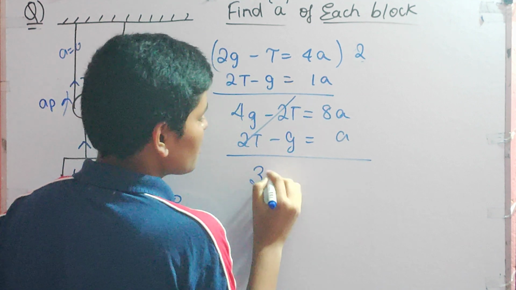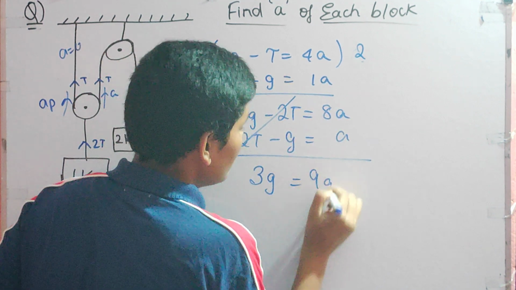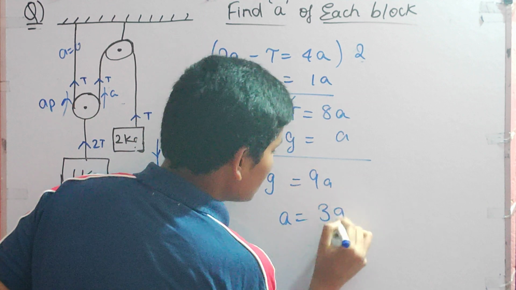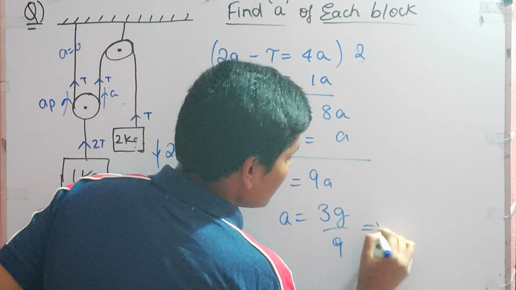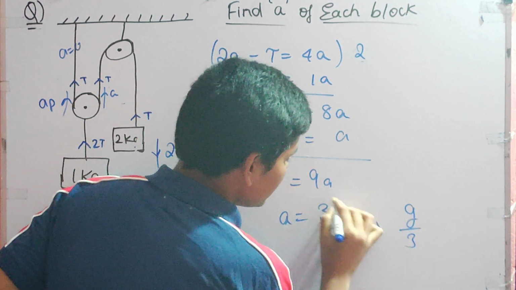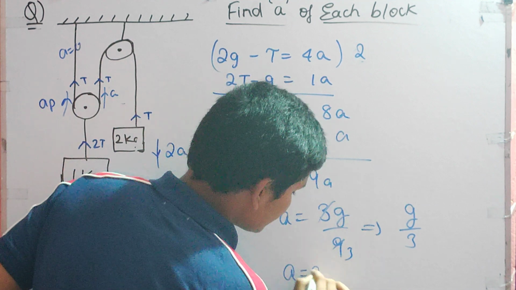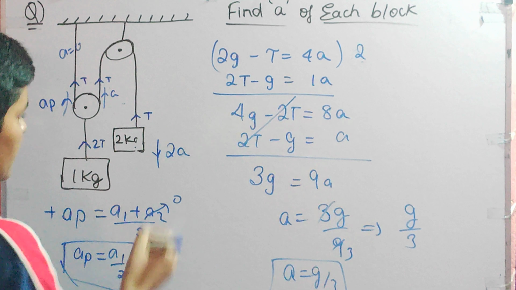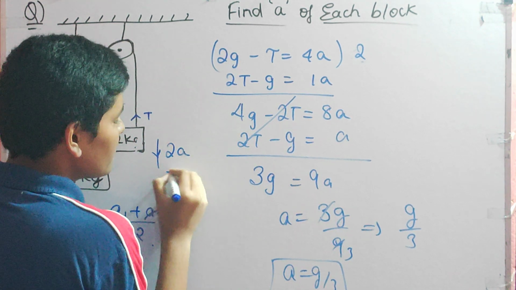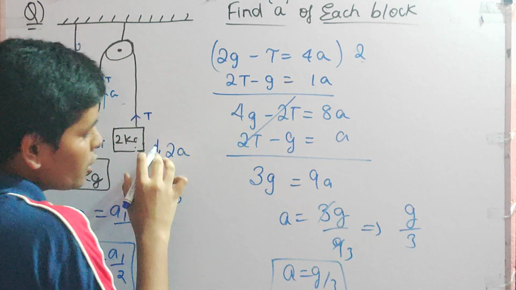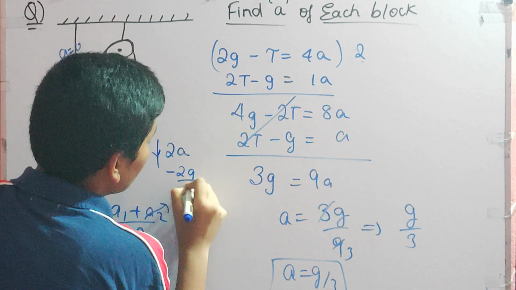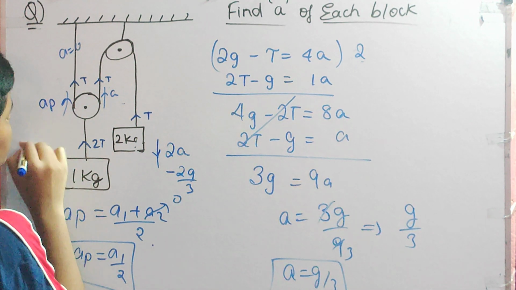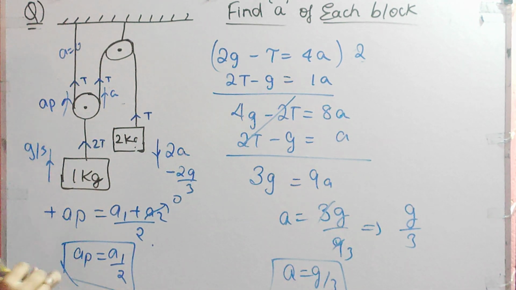So add this. 4g minus g is equal to 3g, which is equal to 9a. A is equal to 3g by 9, which is equal to g by 3. So acceleration A is equal to g by 3. Here it is 2a, so it will come minus because it is going down: 2g by 3. And this is going up with g by 3. So this was our last question.